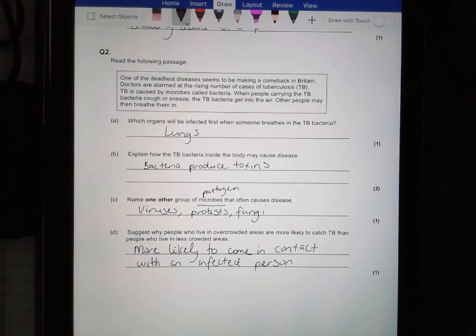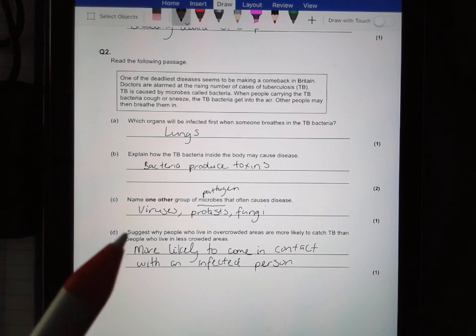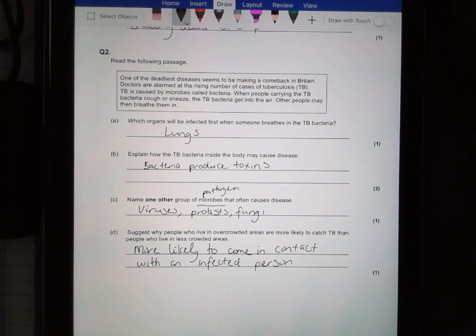So I filled in the answer. Okay, you are breathing in this bacteria and it affects your lungs. They've told you that it's a bacteria, so then they ask how it can cause disease. When we looked at different pathogens back, I think 2 or 3 lessons ago, we saw that bacteria produce toxins. That's how they make you feel sick. Name one other group of pathogen that causes disease. So you're talking about bacteria, so you can't pick bacteria, which means you can write viruses, protists, or fungi. Either of those are acceptable answers.